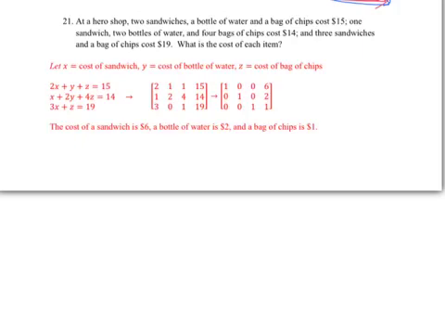Solving by matrix here, when we use the row reduced echelon form command on our calculator, RREF, we end up with 1s in the pivots and 6, 2, 1. And therefore, the cost of a sandwich is $6, the cost of a bottle of water is $2, and the cost of a bag of chips is indeed $1.